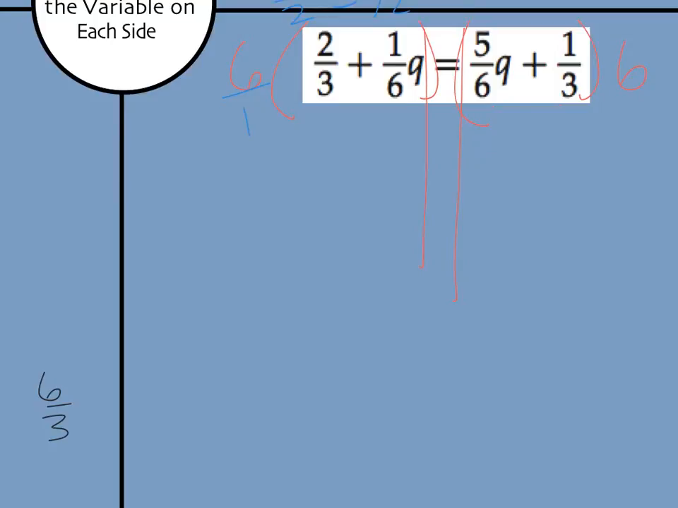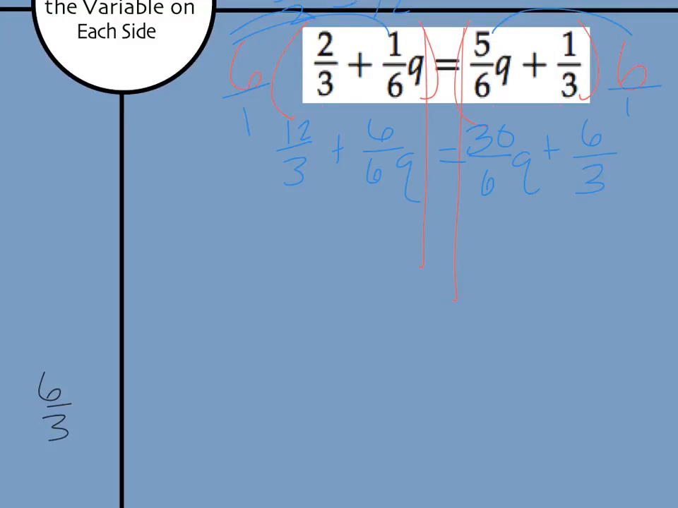Now this is like I'm distributing. So here I get 12 over 3 plus 6 over 6q. Notice I just distributed 6 to both things inside. Same thing on the other side. 6 times 5, that's going to be 30. 6 times q plus 6/3. So now these are simplifiable.